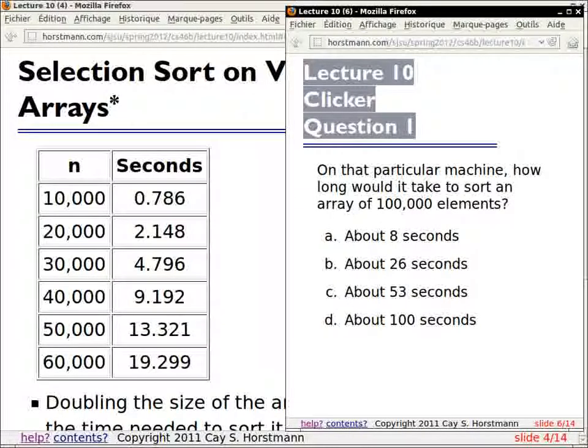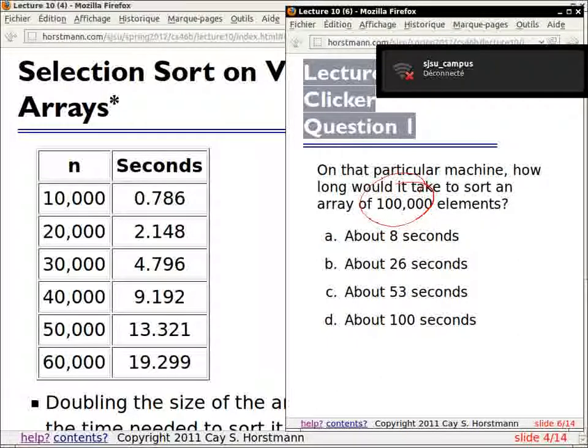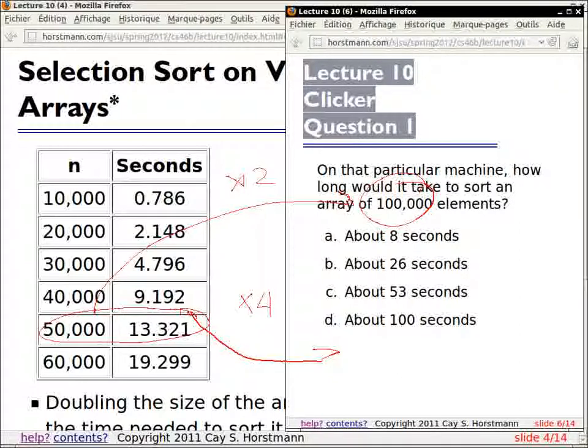So the rule was that if you double the input size, the time goes up by about 4. So here we have 100,000 data items. So let's look for a data point that's half of that. That would be the data point over here. So 50,000 takes 13 seconds. And so from 50,000 to 100,000, that's times 2. And from 13 seconds to whatever, then that would have to be times 4. So what's 13 times 4? That would then be the 53 seconds.